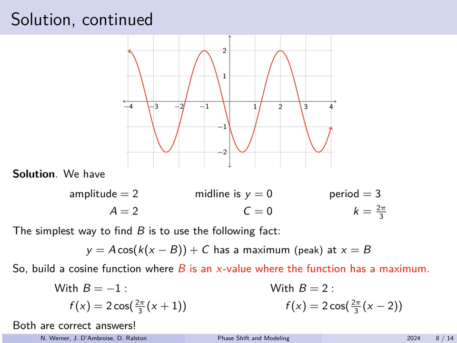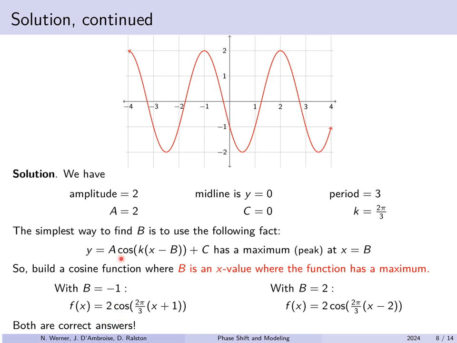Now there are many other correct answers. Since the period is 3, if there's a maximum at 1 and at 2, there will also be one at 5, so you could put an x minus 5 here. This was all predicated on finding values of b that correspond to maximums so that you can use a positive number times cosine. The positive cosine curve starts at its maximum.